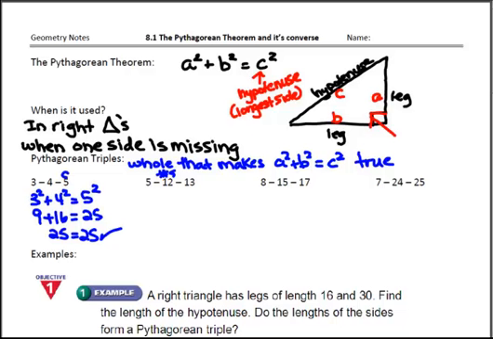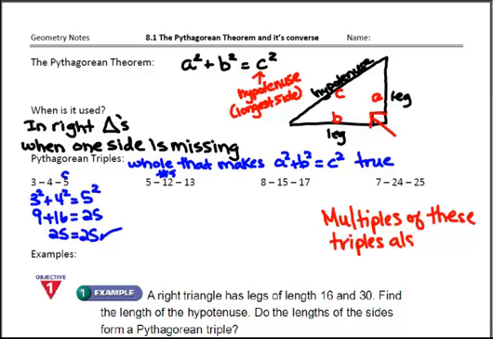The beautiful thing about any of these is any multiples of these always work. Multiples of these triples also work. If you can memorize these multiples, you can always know you have right triangles.